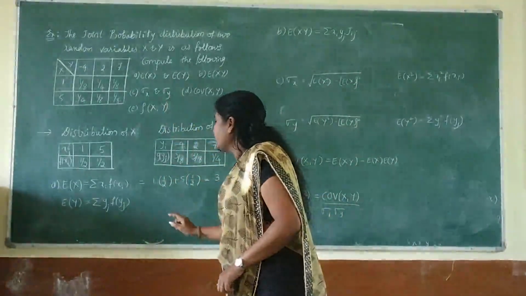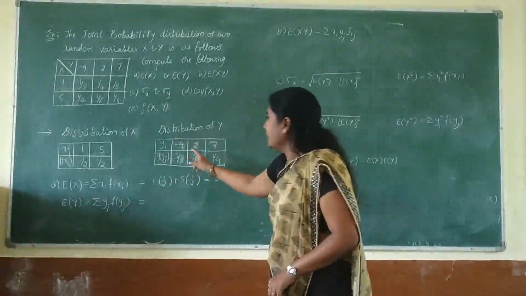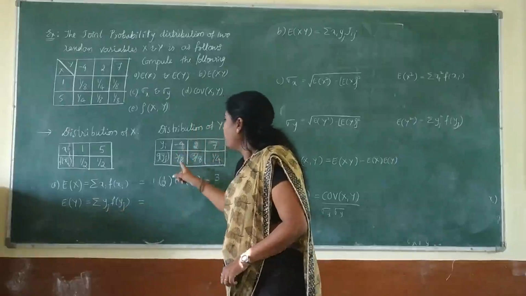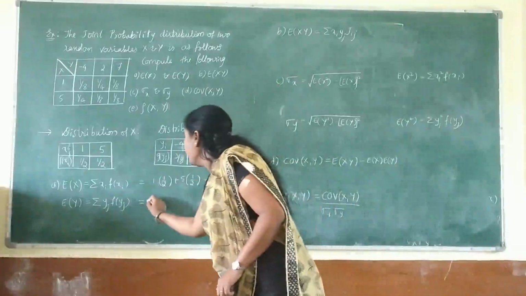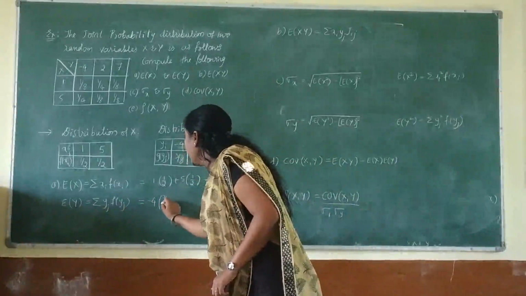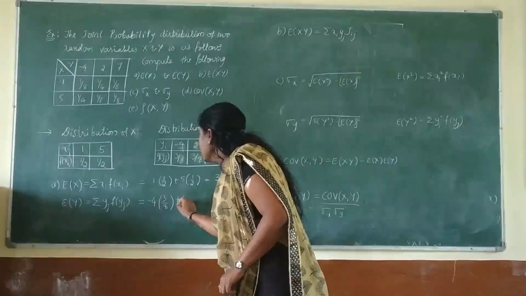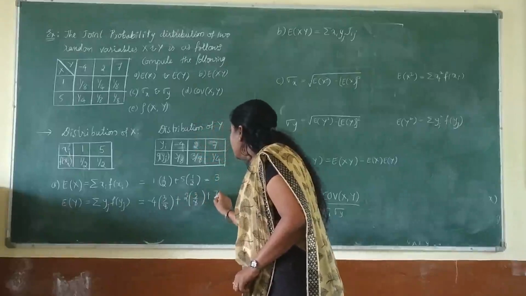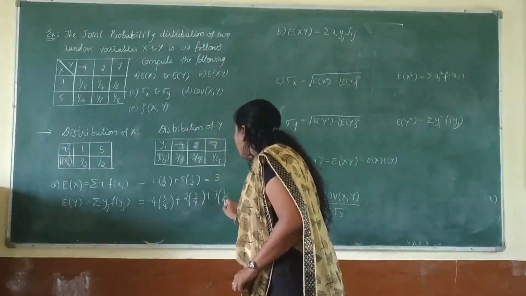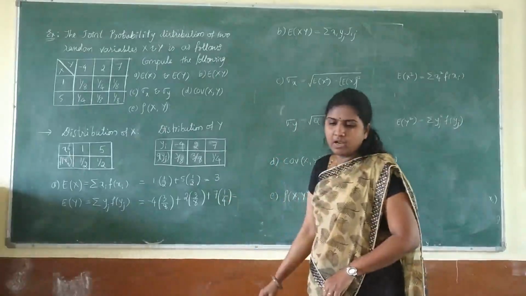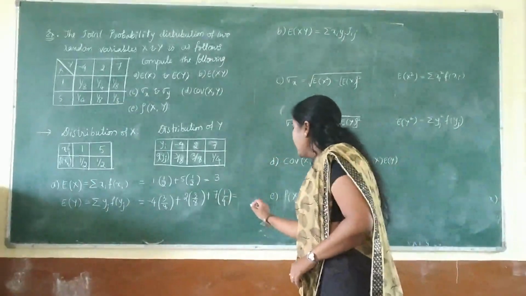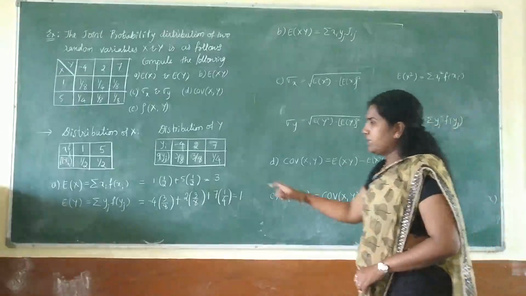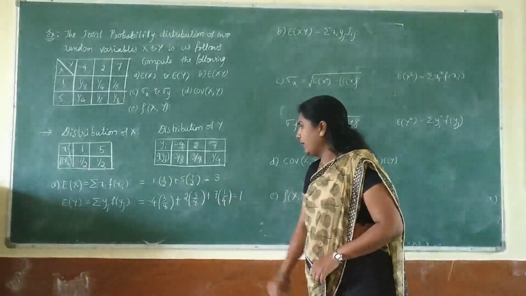Next one is expectation of y. Expectation of y we get by the sum of y into g of y. That is minus 4 into 3 by 8 plus 2 into 3 by 8 plus 7 into 1 by 4. Add and simplify this one. After adding and simplifying, here we are going to get 1. Expectation of x is 3, expectation of y is 1.